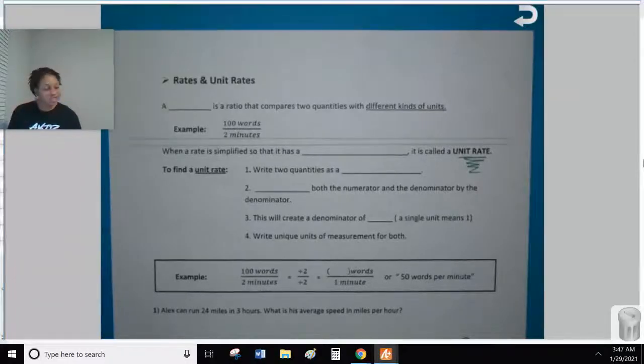Today we're looking at TEAC 6.4D, which says, I can give examples of rates as the comparison by division of two quantities having different attributes, including rates as quotients. So today we're looking at rates and unit rates.